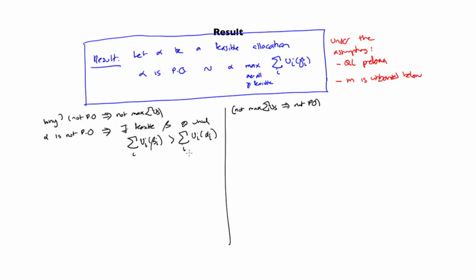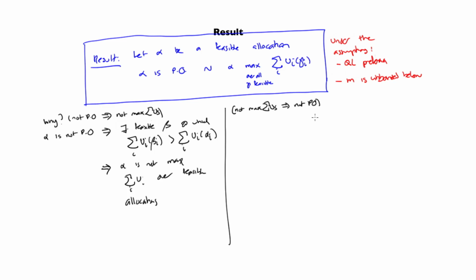Remember, let me emphasize and repeat, because if alpha is not Pareto optimal, we can find another beta that makes one consumer strictly better off and nobody worse off. So when we add across consumers, we get this inequality. But clearly, this implies that alpha is not maximizing the sum of the u_i over feasible allocations. So that proves this direction.